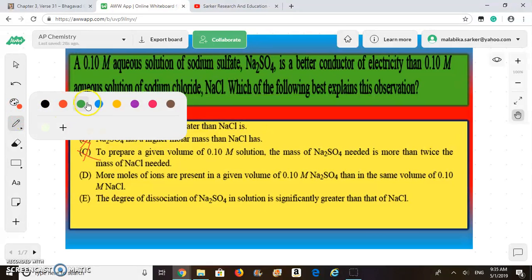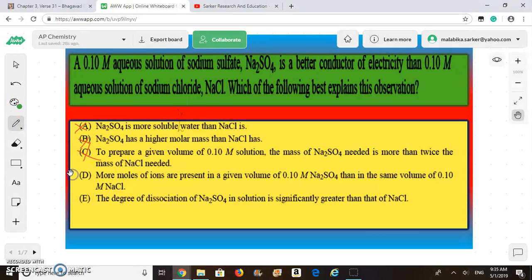Let me just choose green. So let me just choose my pen. So more moles of ions are present in a given volume of 0.10 molar sodium sulfate than in the same volume of 0.10 molar sodium chloride is the best explanation for sodium sulfate being the better conductor of electricity than sodium chloride. Now let me just look at this E and see what it says.